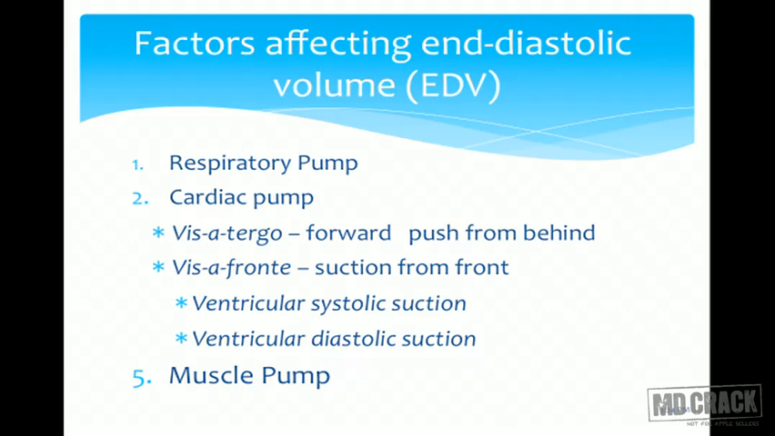Whenever it pushes forward, the venous return ultimately is going to be increased. What do we mean by vis a fronte? That means suction from the front. How can the heart suck the blood? Whenever the AV valves open, at the end of the isovolumetric relaxation phase, suddenly the AV valves will open and blood from the atria will go into the ventricle. And now what has happened in the atria? A suction effect has been created. So because of that, the suction will take place.